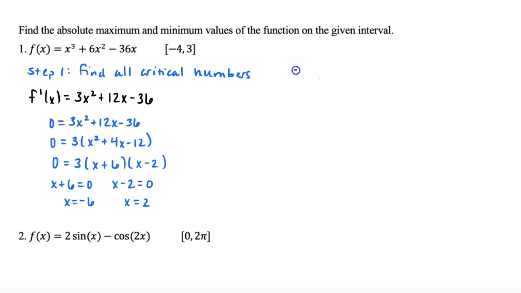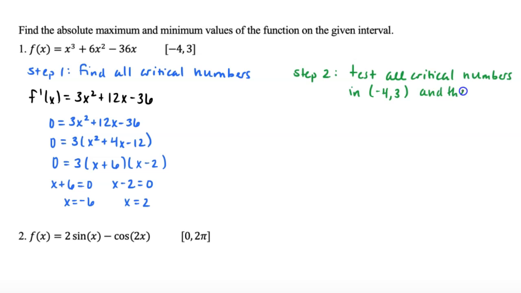Now, step 2 is to test all critical numbers in the interval. So my open interval in this case is going to be negative 4 to 3 with parentheses because I'm testing the endpoints anyway. So I'm testing all critical numbers in this open interval and the endpoints. Okay, and I am plugging all of these into my original function f of x.